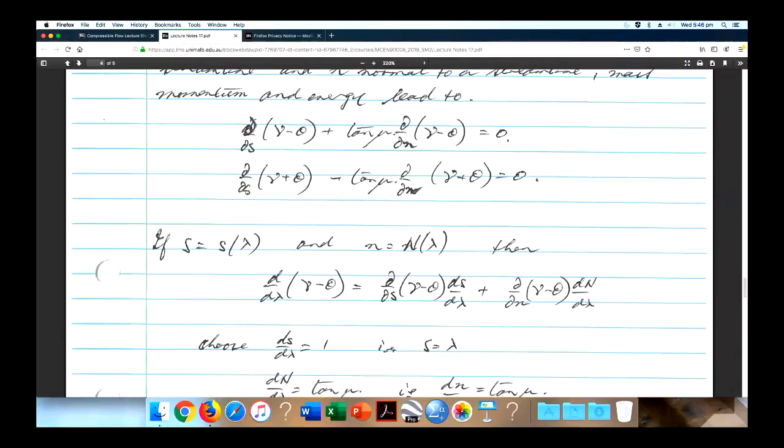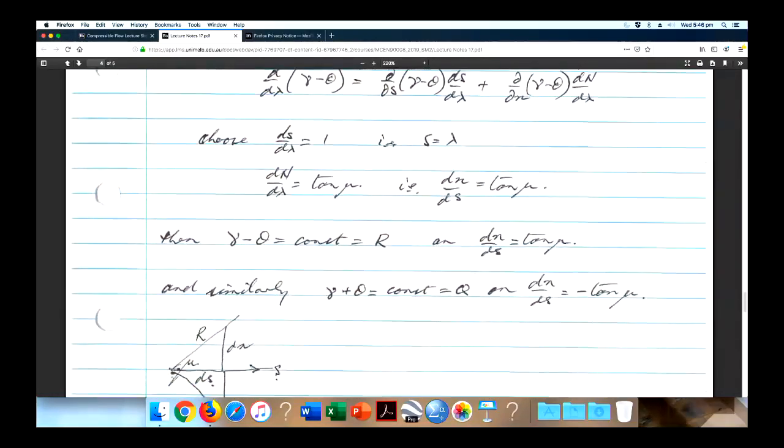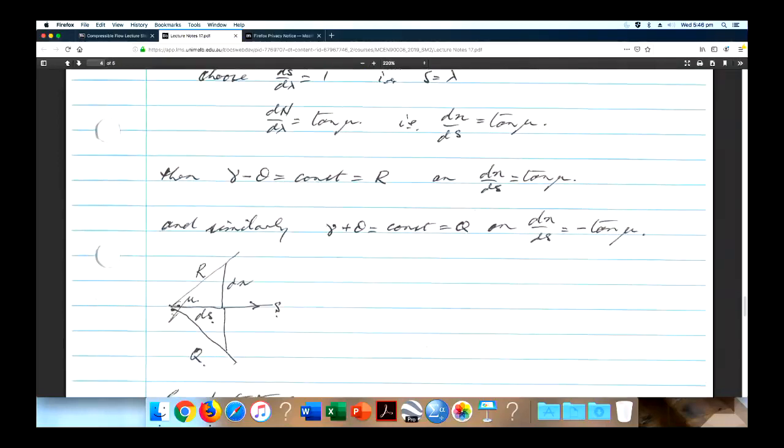There's a minus there. And the other one then is nu plus theta will be a constant, equal to q, on dN dS is minus tan mu. So here's mu, here's the direction of the flow, this is the Mach angle, and here is dN dS, so that's the normal, and here's dS, and that's tan mu. So along that particular line, nu minus theta is a constant and equal to R. Whereas along this line, nu plus theta is a constant Q. So that's a very remarkable fact.